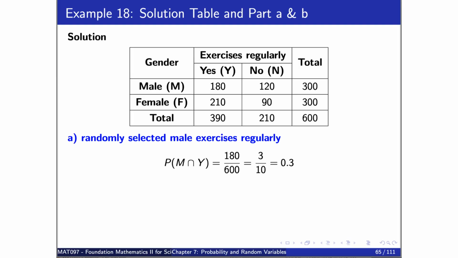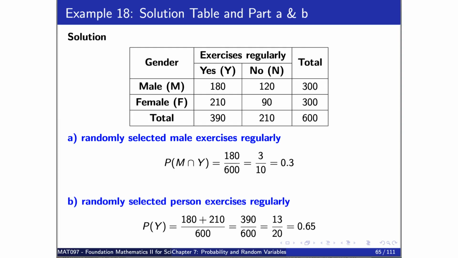For Part A, the probability of selecting a male who exercises regularly is the number of males who exercise regularly divided by the total surveyed, which is 180 over 600, or 0.3. For Part B, the probability that a randomly selected person exercises regularly is the total number of people who exercise regularly divided by the total surveyed, which is 390 over 600, or 0.65.